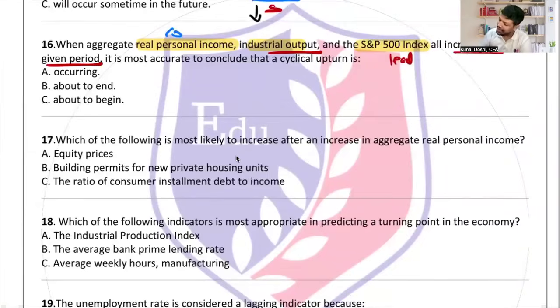Now, all the types of indicators are increasing. It is most accurate to conclude that a cyclical upturn is occurring, about to end, or about to begin. See, whenever all the indicators are changing, that means something is going to happen.